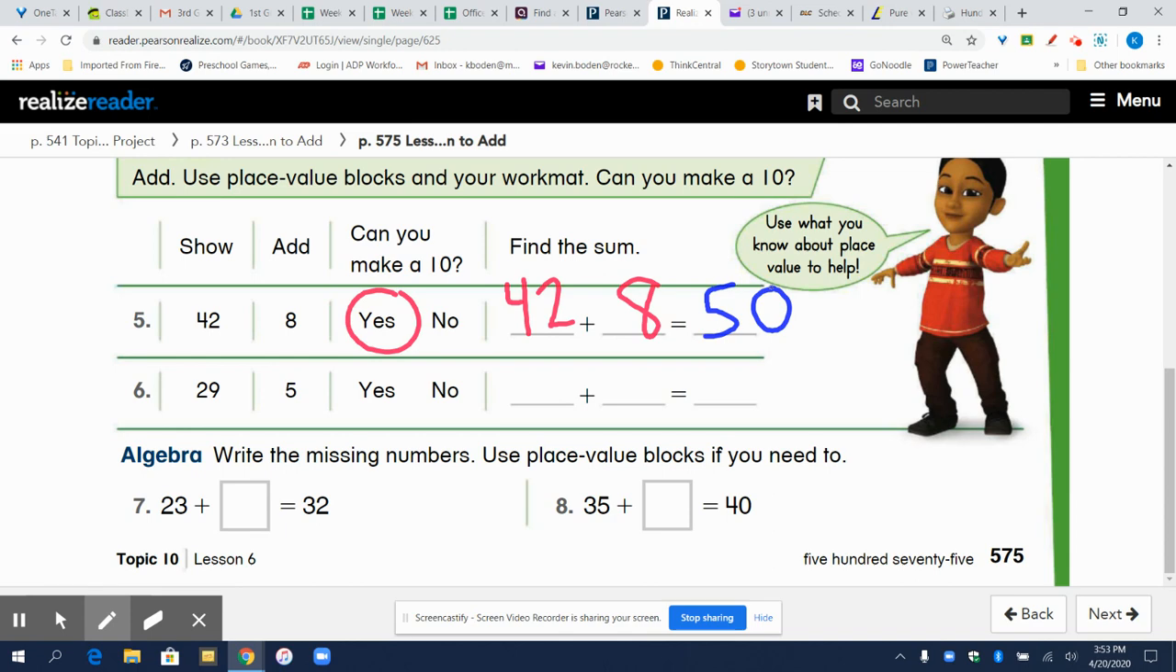You go ahead and try number 6 on your own work mat all by yourself. We'll call this some independent practice. If you need help, call me, FaceTime me, message me. I will be here for you. I promise.